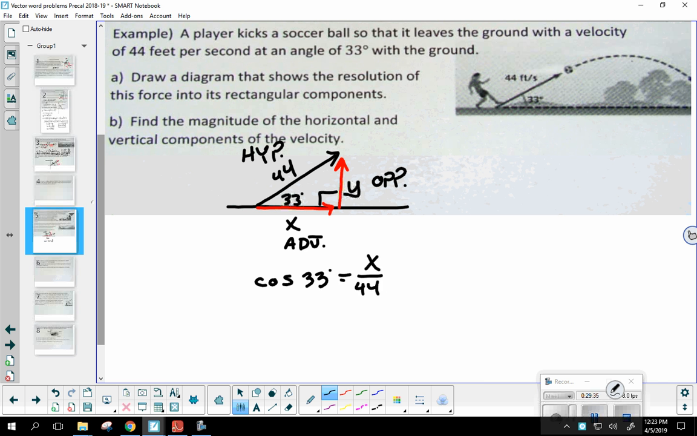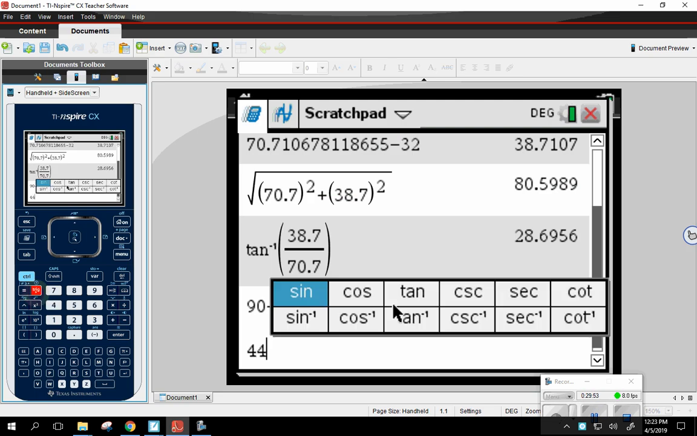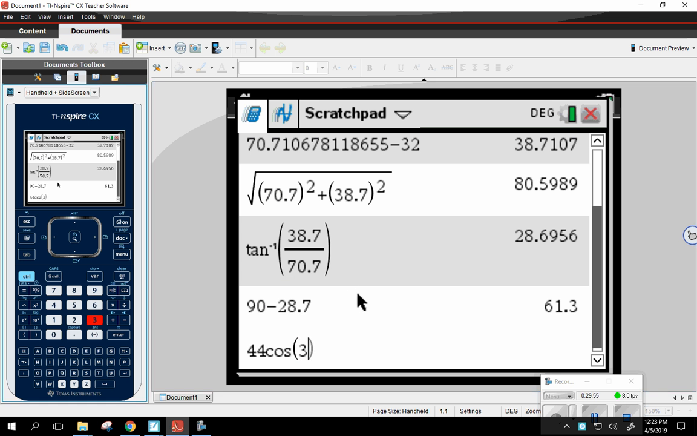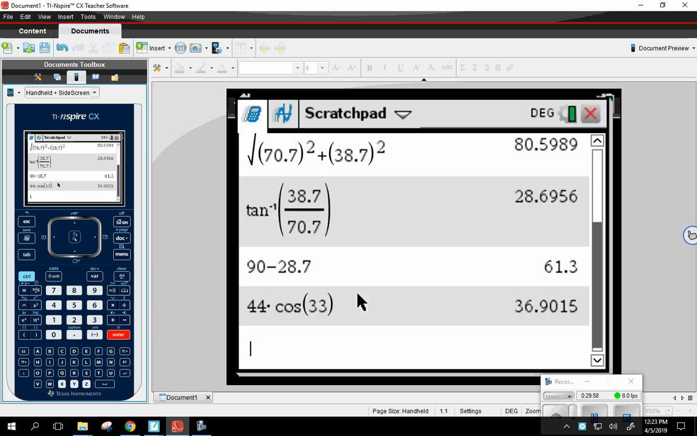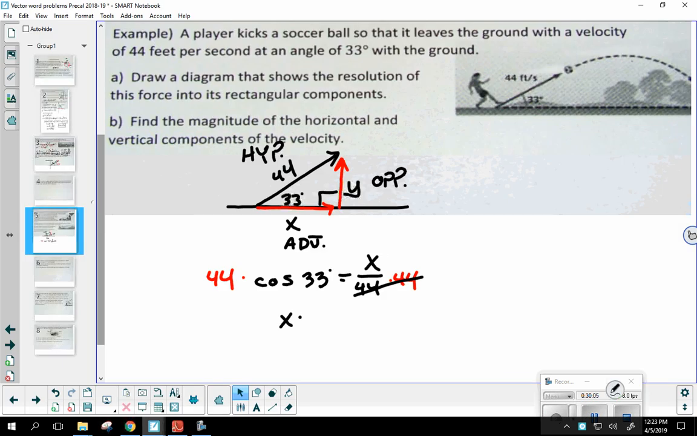So how would I solve that for x? Yeah, just multiply through by 44. So when those cancel, how fast is it traveling horizontally? Well, I would say 44 cosine 33. Okay. So horizontally it's traveling about 36.9 feet per second. So we can probably just go ahead and say 37. And this is feet per second, correct? Yes. Feet per second.